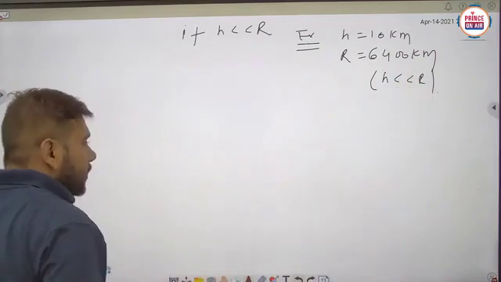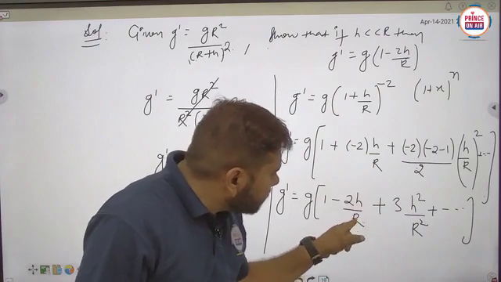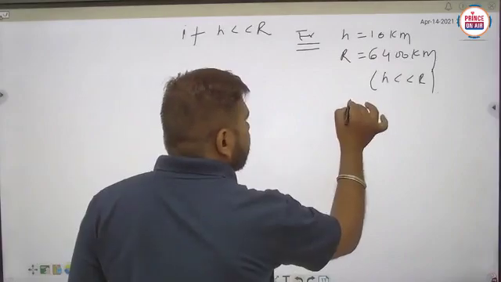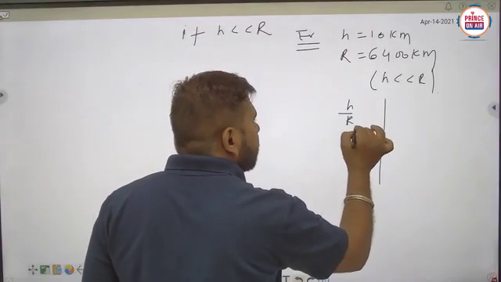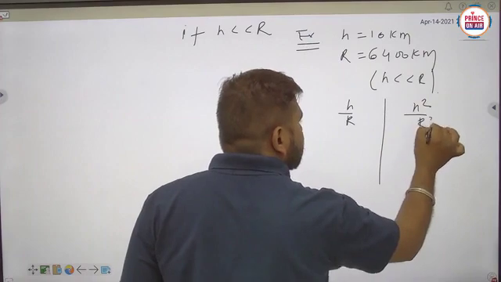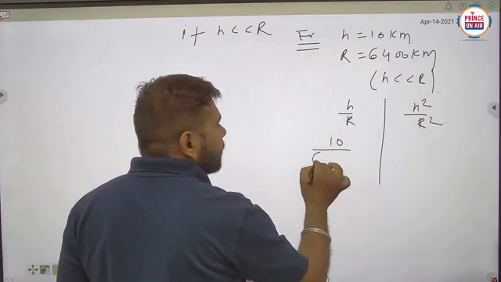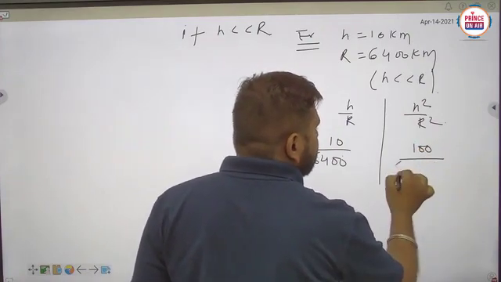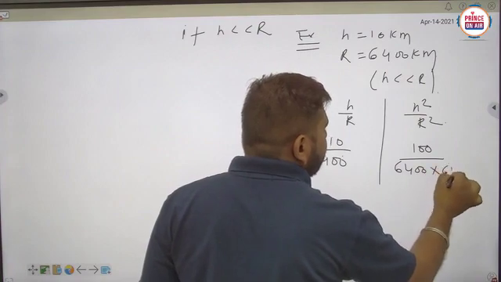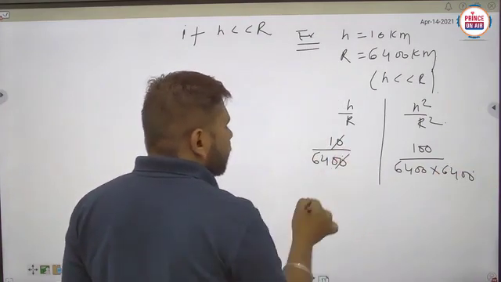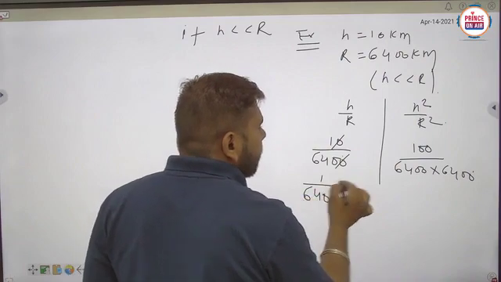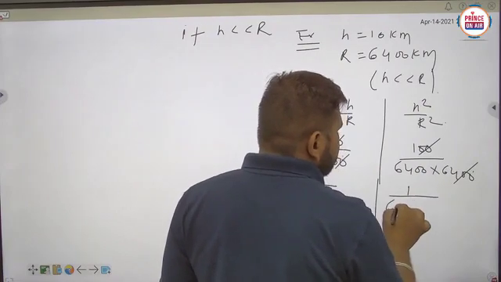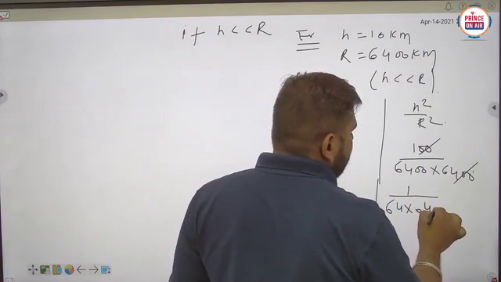Now let's see this term. Here is h by R, and here is h square upon R square. First, h by R. The second is h square upon R square. What is h? 10 upon 6400 kilometers. And here h square means 100 upon 6400 into 6400. Zeros cancel out, so it is 1 upon 640, and then 1 upon 64 into 6400.